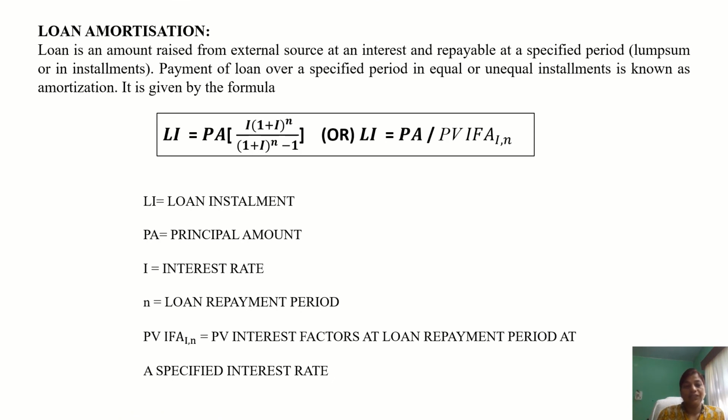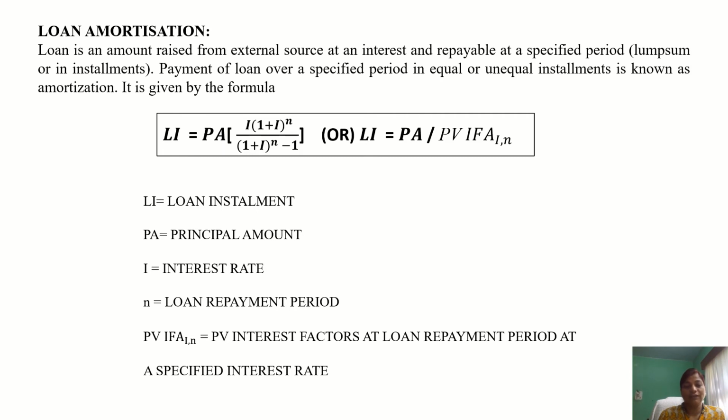Loan amortization. Generally when we are taking a loan, we are going to pay installments, which can be equal or unequal. This process of payment of a loan over a specified period with equal or unequal installments is called amortization. For a loan, it is called loan amortization. When a loan is taken from an external source, you will be paying the interest for a specified period. This process is called loan amortization.